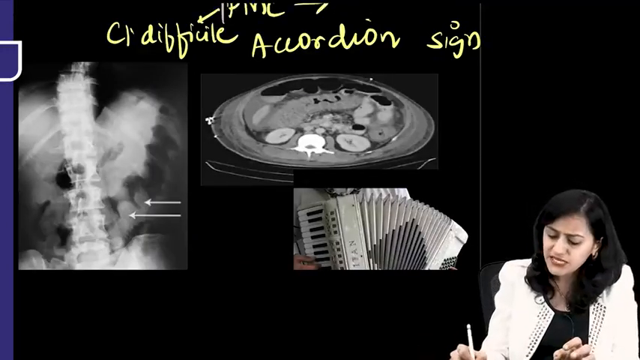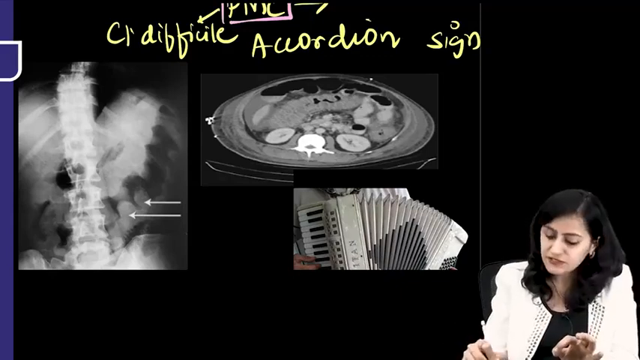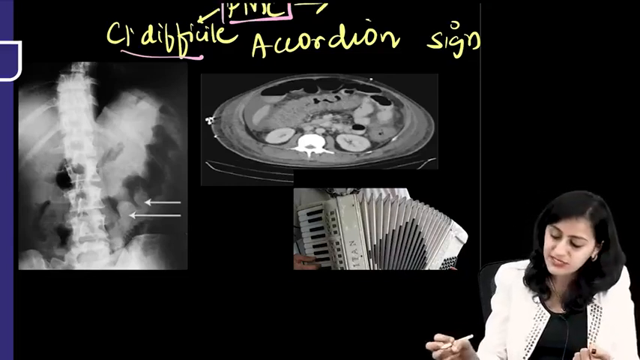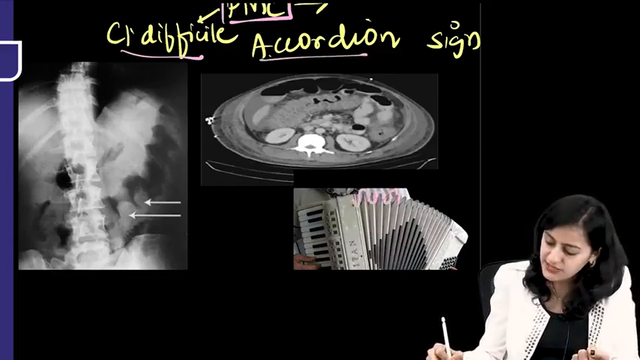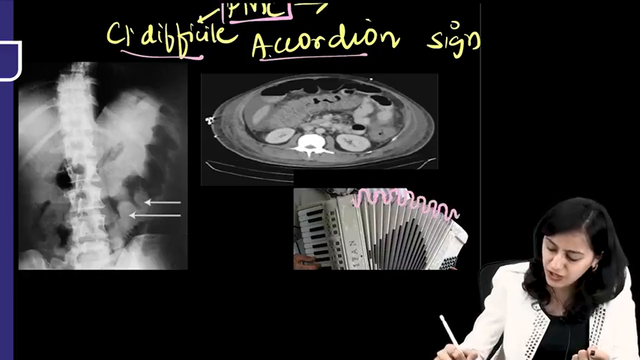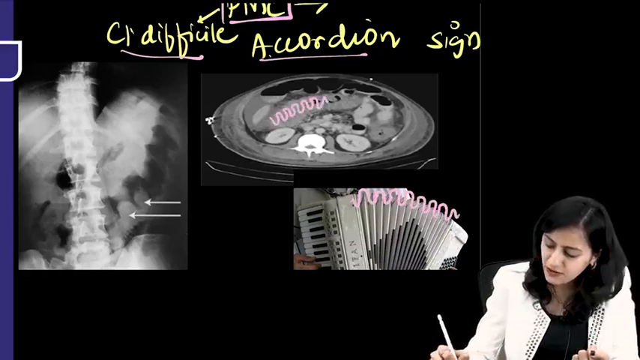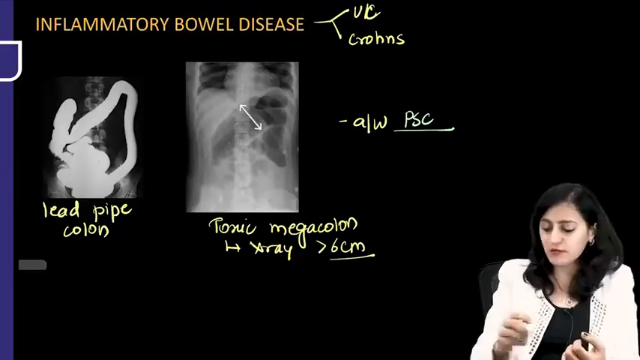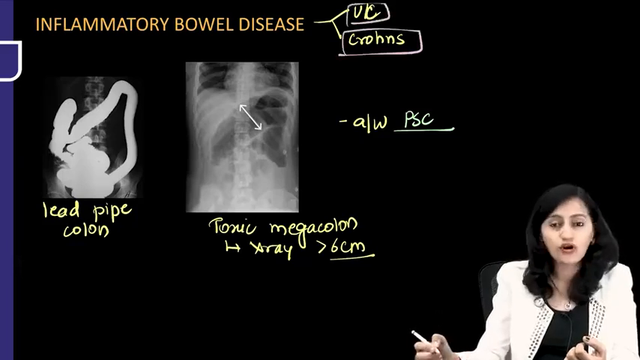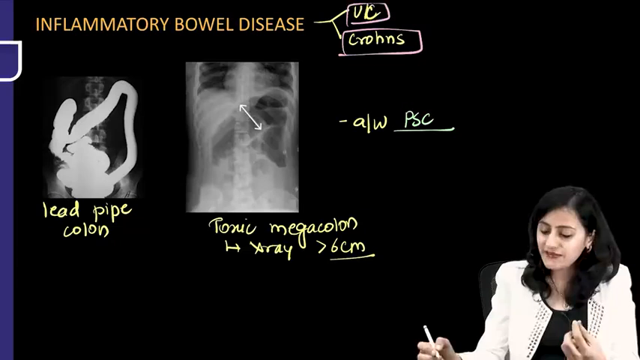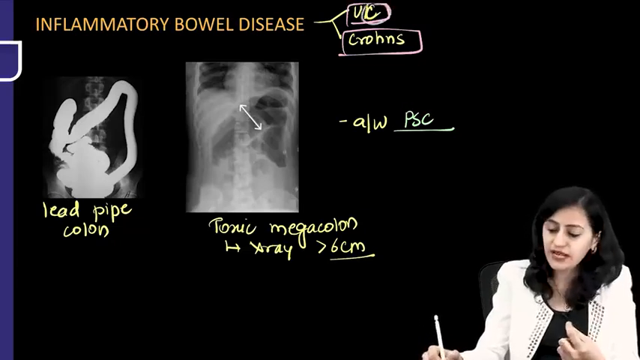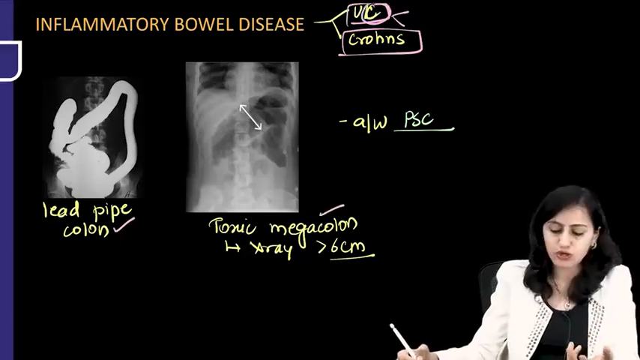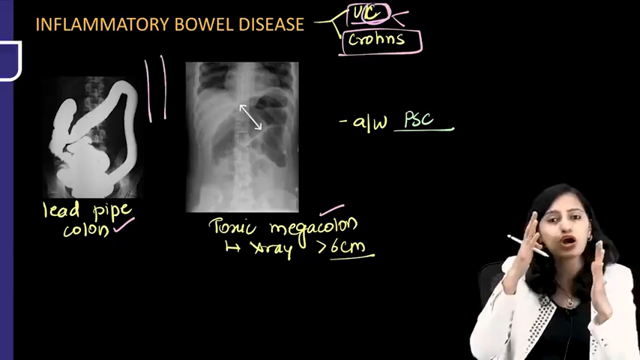Next one, what do you see in pseudomembranous colitis, which is caused by Clostridium difficile? Drugs like clindamycin can cause this. So we have this accordion sign. Like the leaflets of the accordion, we get this appearance of the accordion in pseudomembranous colitis. Next, inflammatory bowel disease, that is ulcerative colitis and Crohn's disease. So, what do we have in ulcerative colitis? Remember, colitis has the lead pipe colon and the toxic megacolon. What is a lead pipe colon? A colon which is smooth.